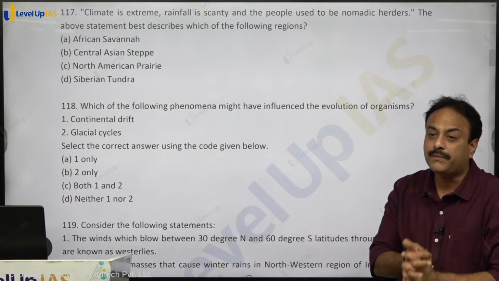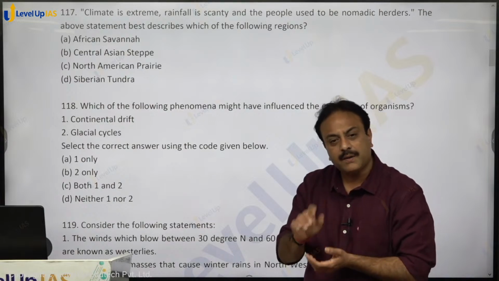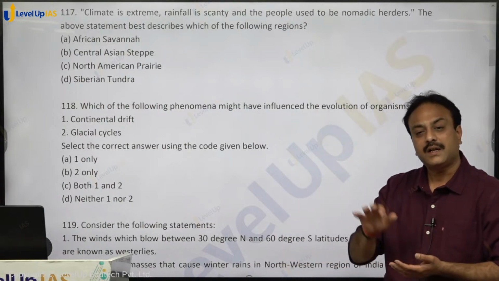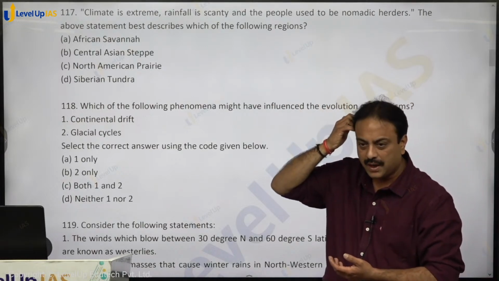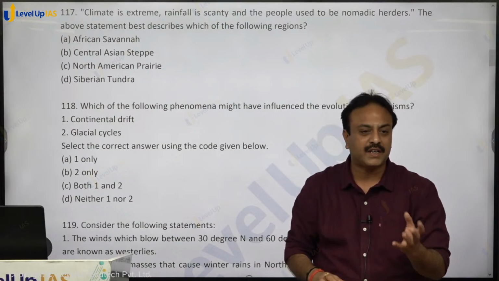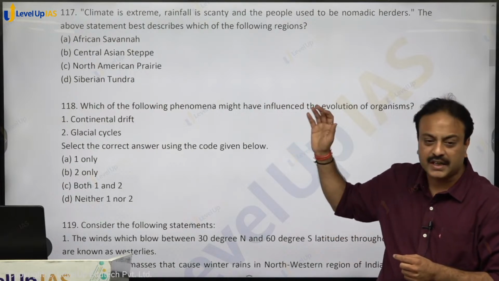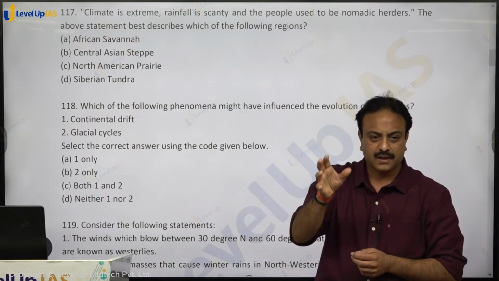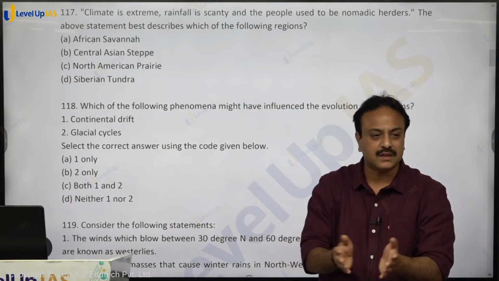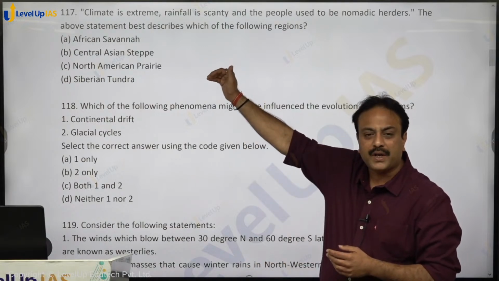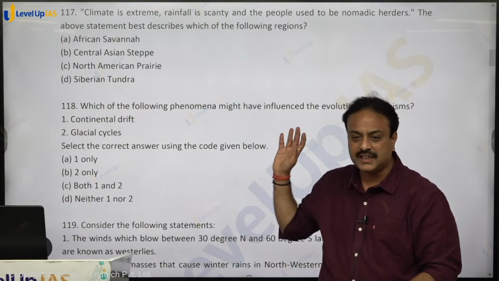Now Siberian tundra was confusing when this question was asked. Many people were confused with that because climate is extreme, rainfall is scanty, nomadic herders are present over there, and the same conditions go with Central Asian steppe also. But if you compare the populations and the habitation of these two places, then Siberian tundra is negligible as compared to Central Asian steppe. Central Asian countries, Kazakhstan, Uzbekistan, Turkmenistan, Kyrgyzstan, all that region, right? So that region has a very high population and it is dominated by nomadic herders. So the correct answer accepted by UPSC is Central Asian steppe.